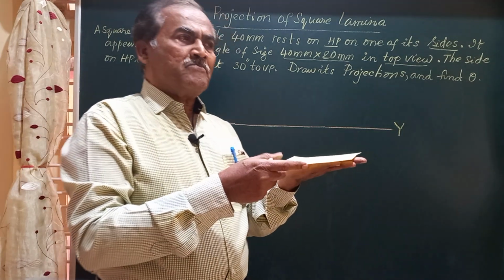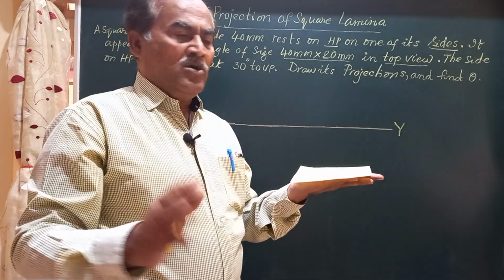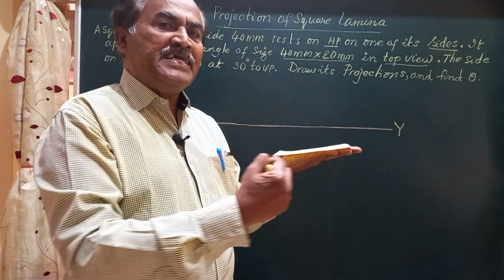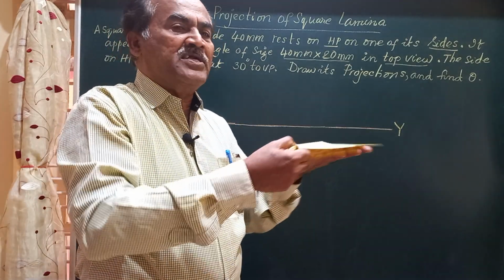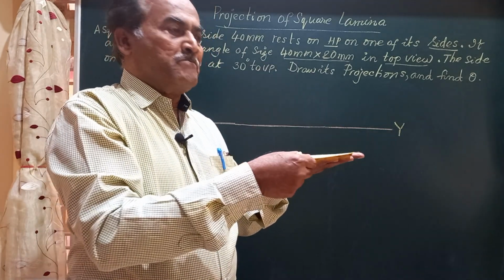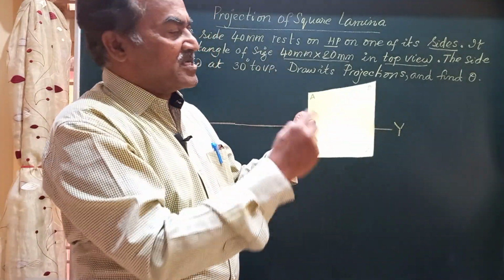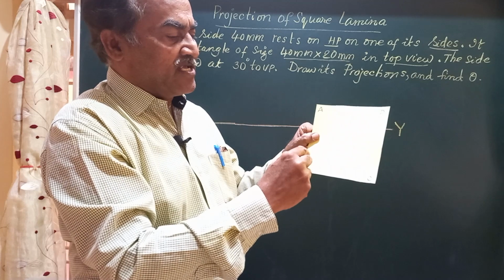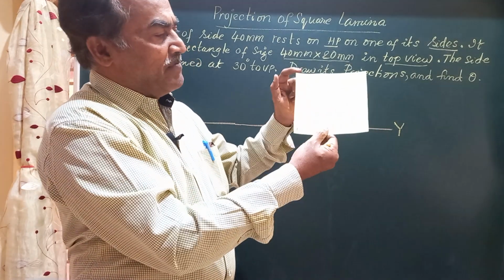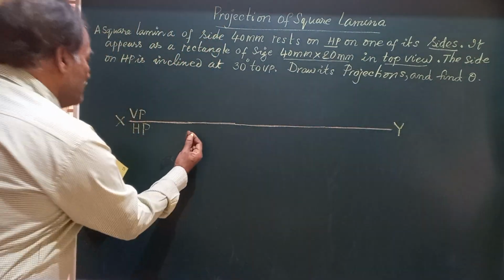Friends, you should remember, whenever any lamina rests on HP on its surface, or its surface is parallel to HP, in the front view you see it as a line, irrespective of its orientation or the angle made by the edges with the VP, and in the top view you see its true form. So now I am going to construct a square ABCD of size 40 millimeter with one of the sides AB perpendicular to VP. So let us start with the projection.